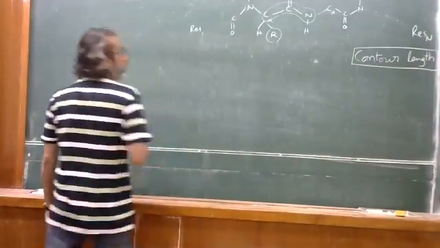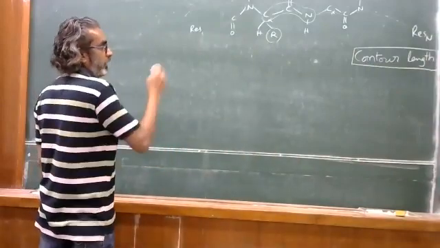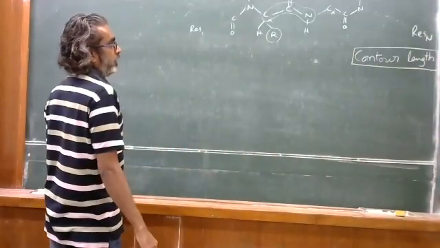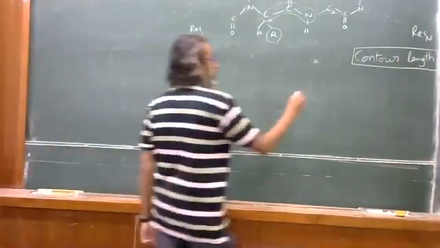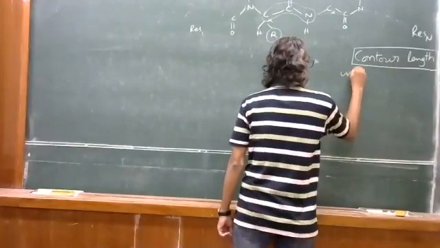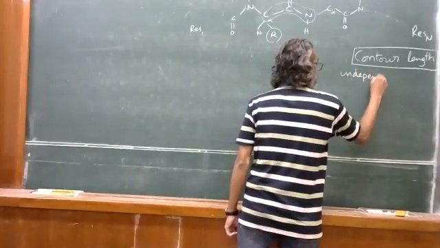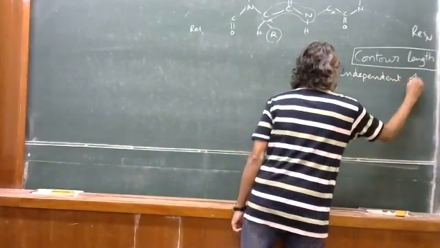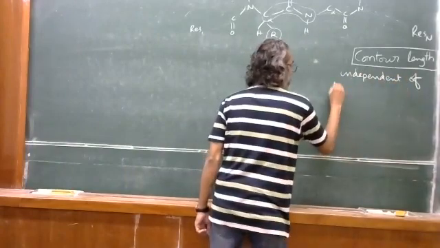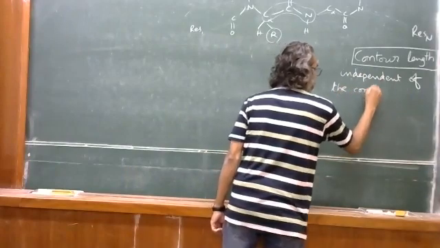Okay, so you have to keep that in mind, and typically we use this a lot in our experiments in the lab, where the length is one of the parameters we directly monitor. So the contour length is independent of the conformational state of the protein.